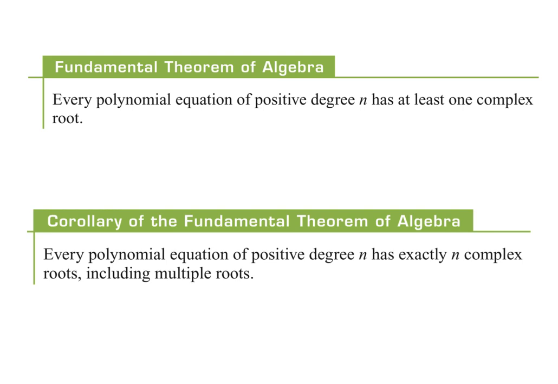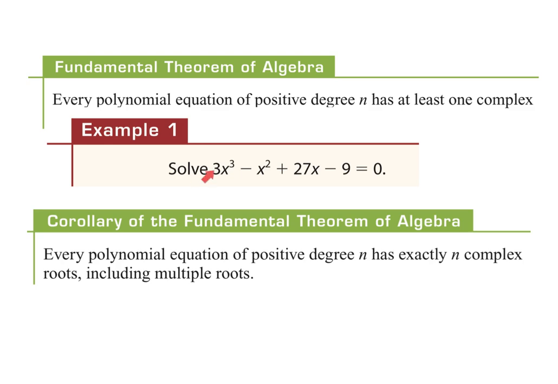The corollary of that is every polynomial equation of positive degree n has exactly n complex roots. All right? What does that mean? Well, let's look back at what we've done. This one right here has a degree of 3. When we solved it, how many zeros did we get? Well, let's look back. These were my zeros. I have a degree of 3, and I had 1, 2, 3 zeros. That's what this is saying right here.